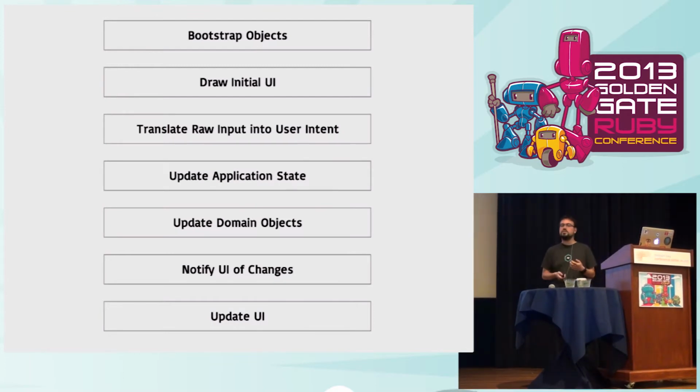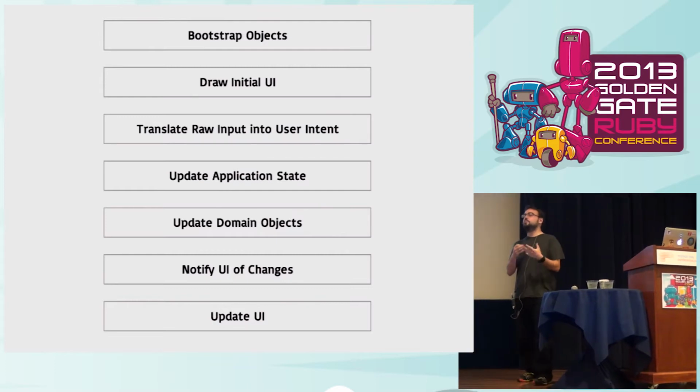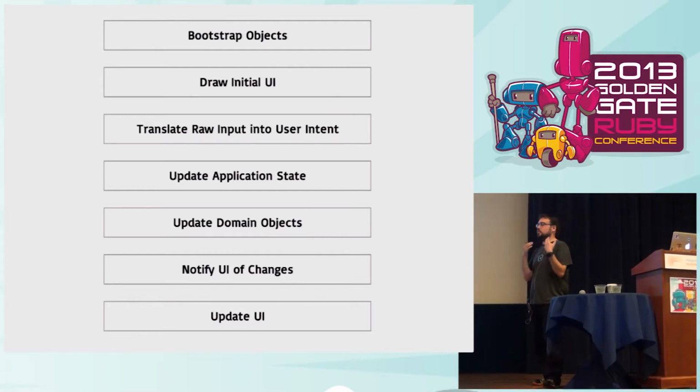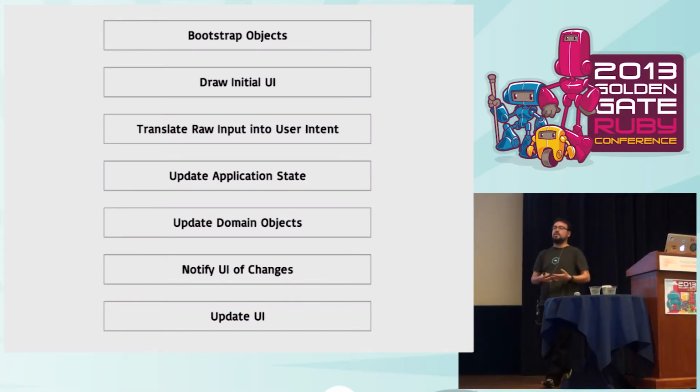And I think to understand GUI programming, there's a bunch of steps. Step one is you have come into the system for the very first time. The user wants to look at a screen. You're going to have to bootstrap whatever objects you have, and you're going to have to put them into the state that will be useful in the future. Once you've done that, you need to take those objects and use them to draw the initial UI.